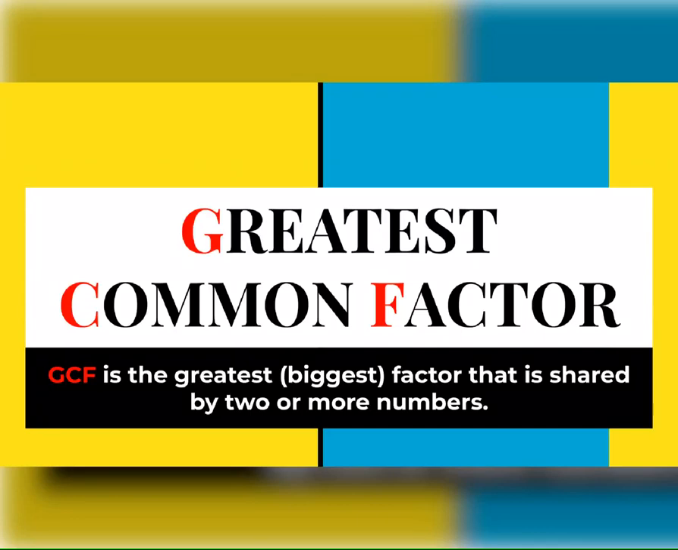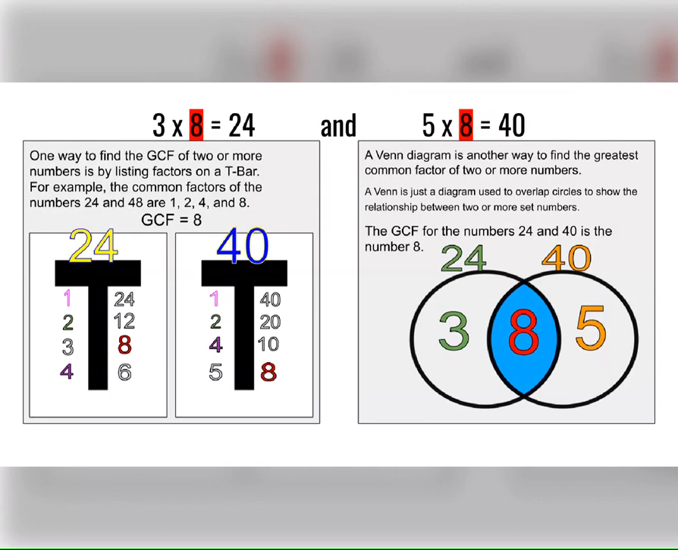Today we're going to learn about greatest common factor. It is the greatest, or also known as the biggest factor, that is shared by two or more numbers. One way to find the greatest common factor of two or more numbers is by listing factors on a T-bar.